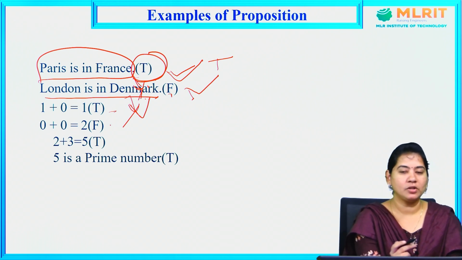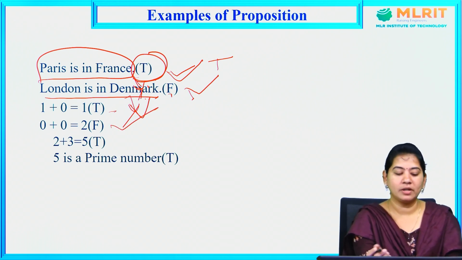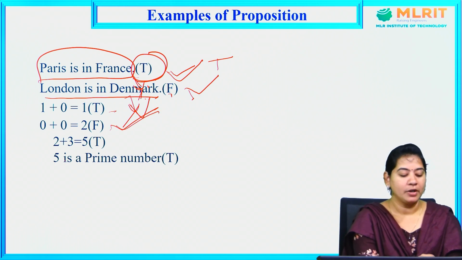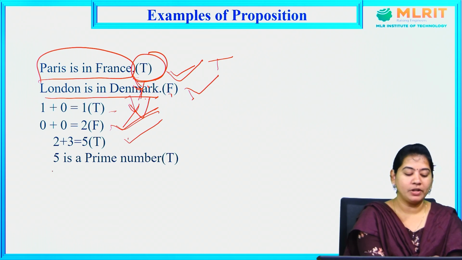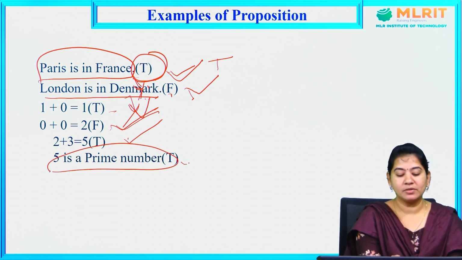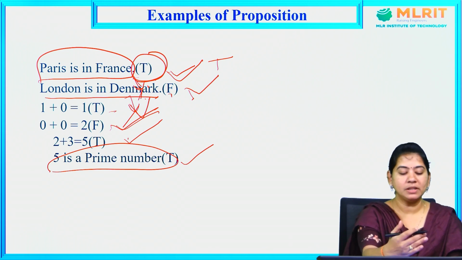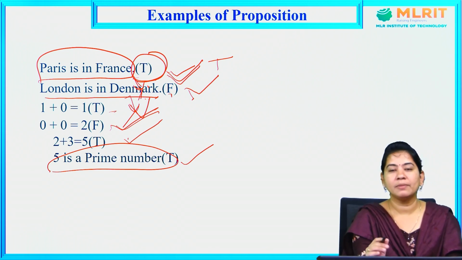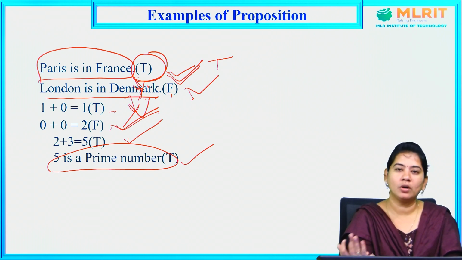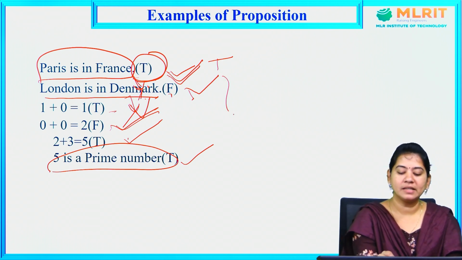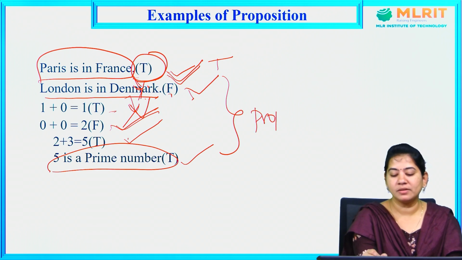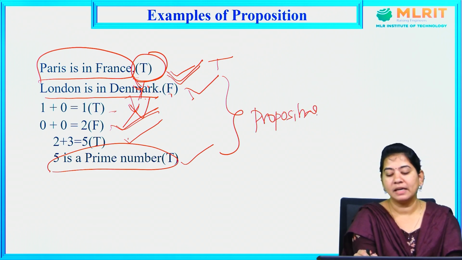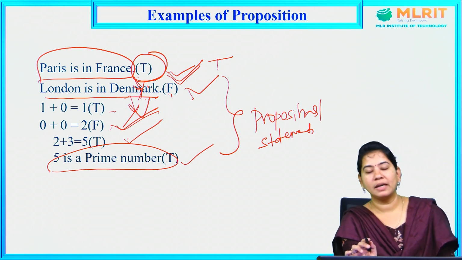And 0 plus 0 is equal to 2. Here 0 plus 0 is not equal to 2, so this is a false statement. 2 plus 3 is equal to 5. Yes, we know that 2 plus 3 is equal to 5, so it is a true statement. And we know that 5 is a prime number. That's why it is called a true statement. If you observe these examples, all of them are giving some information to us, whether it is true or false. So, that's why we are considering all of them as propositions, or we can also call them statements. You need to understand here that a proposition is also called a statement.